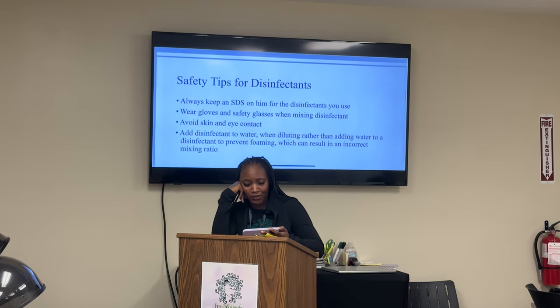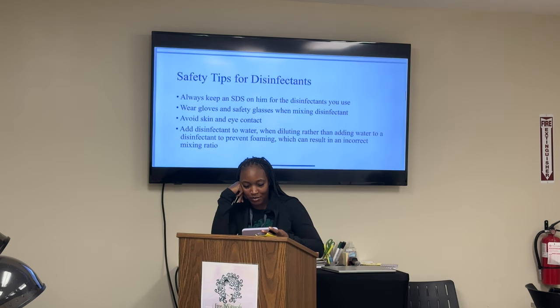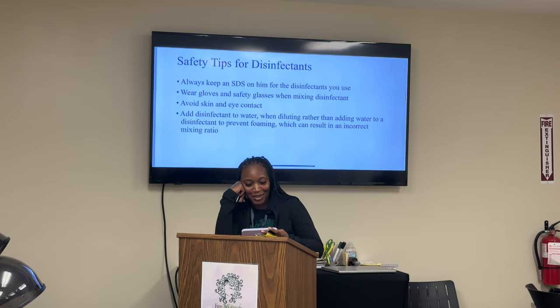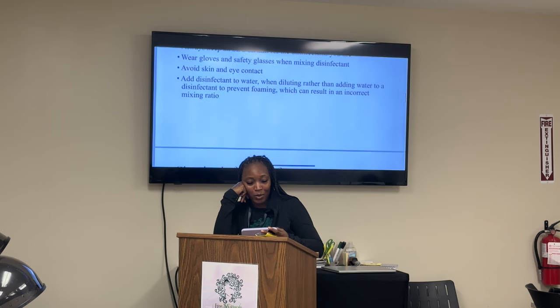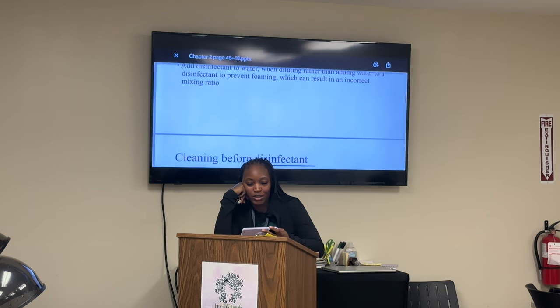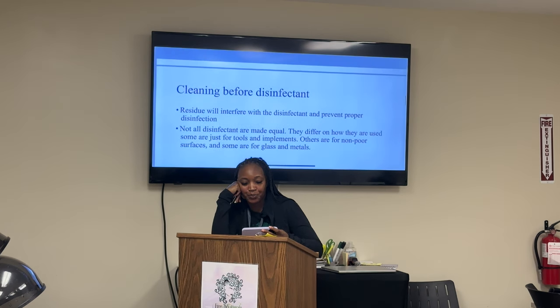Safety tips for disinfectants. You should always keep an SDS on hand for the disinfectant you use. Wear gloves and safety glasses when mixing disinfectant. Always avoid skin and eye contact. And add disinfectant to water when diluting, rather than adding water to disinfectant, to prevent foaming, which can result in an incorrect mixing ratio.